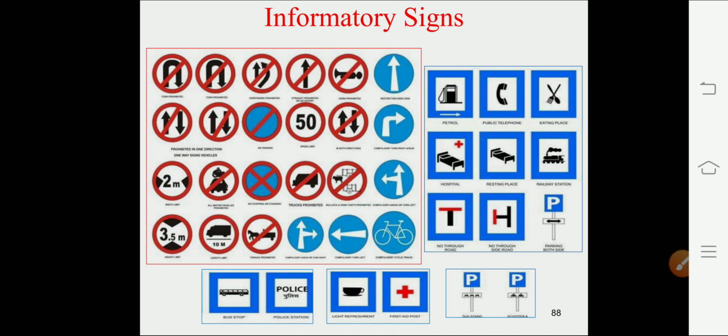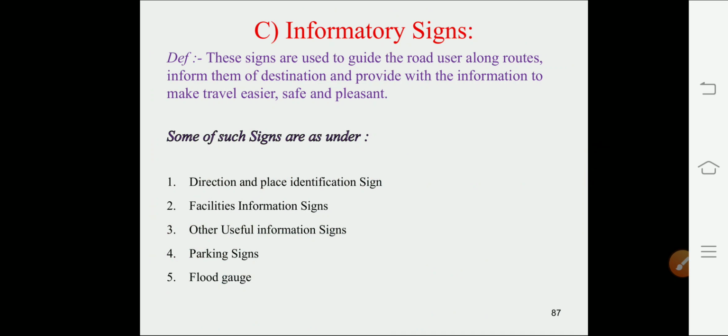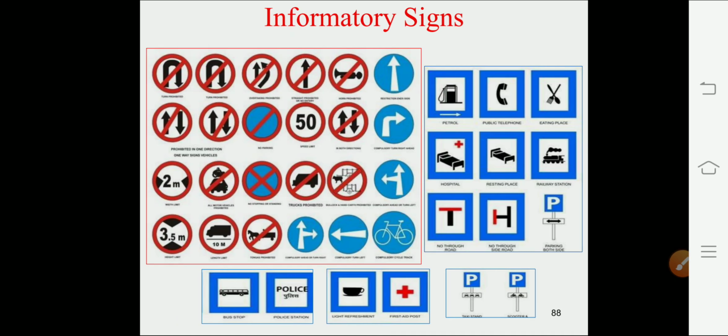If there is a parking facility, it will be noted with a P, and two-wheeler and four-wheeler symbols will be denoted. If there is a railway station ahead, likewise a railway will be shown. Informatory signs also include information like if U-turn is prohibited, parking signs, flood gauge, and facility information signs.